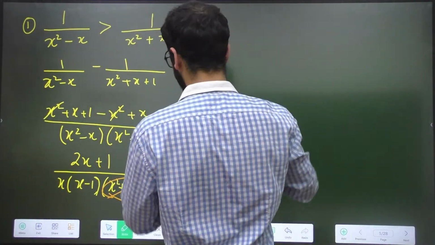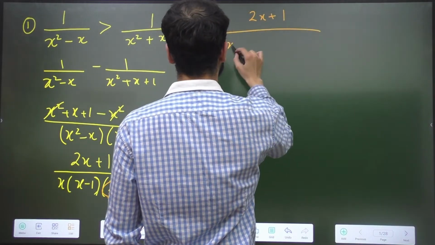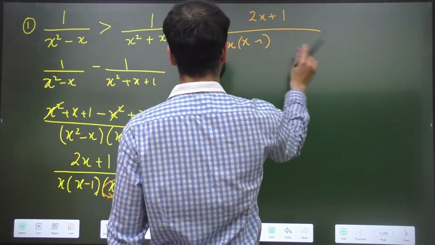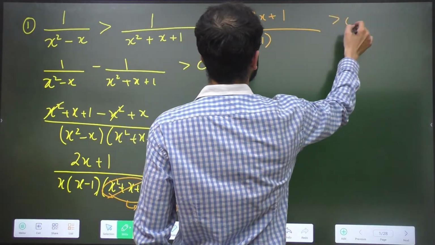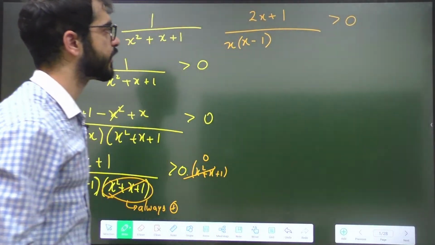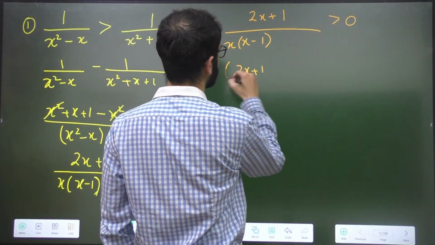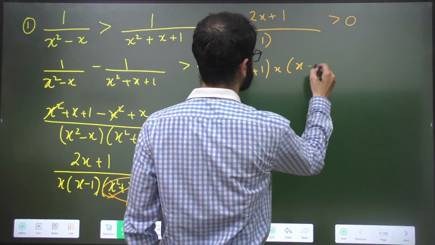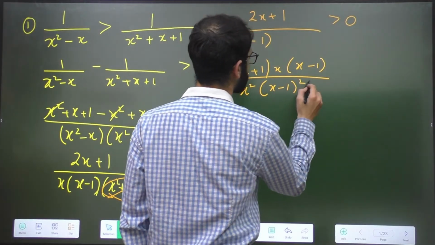Which is on the board like this: 2 times (x plus 1) upon x multiplied with (x minus 1) is greater than 0. Now if I multiply and divide by x and x minus 1, what will I get? (2x plus 1) into (x minus 1) divided by x squared into (x minus 1) squared is greater than 0.